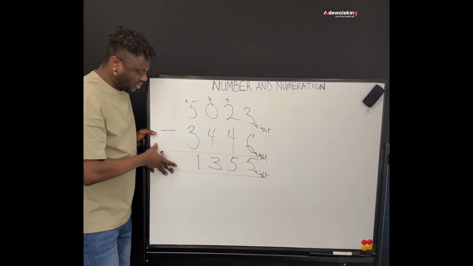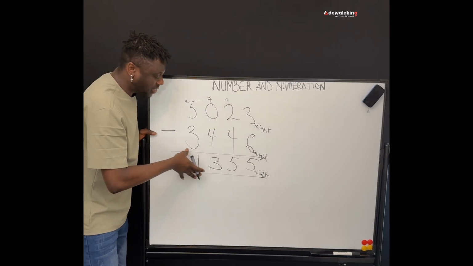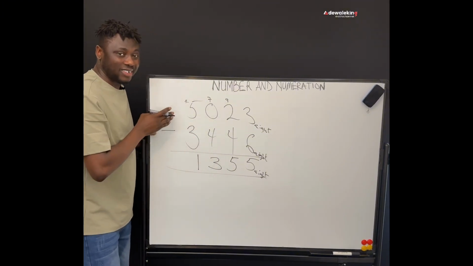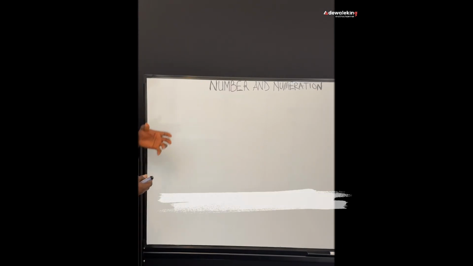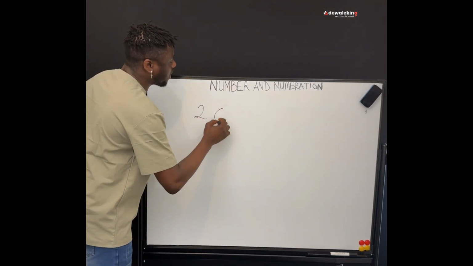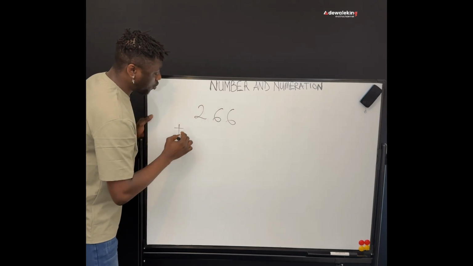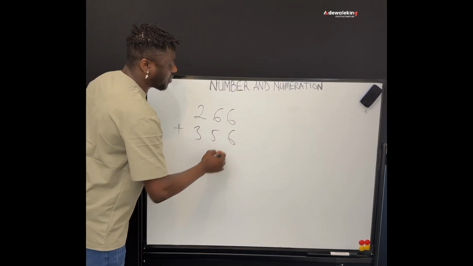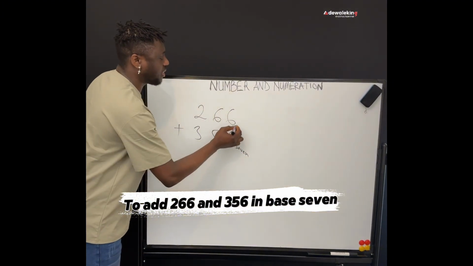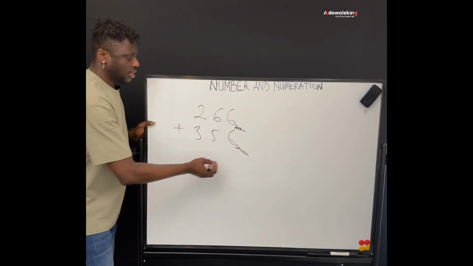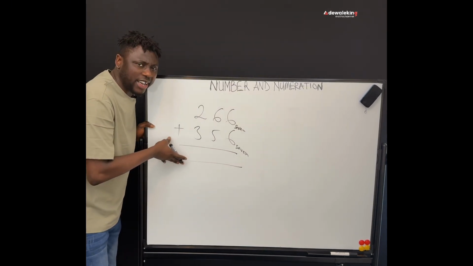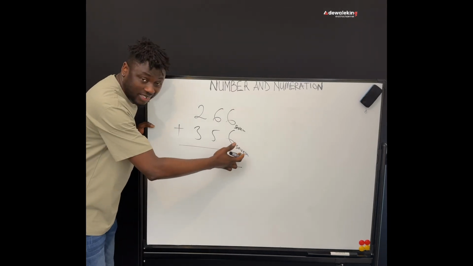So you will see that the answer in base 8 is different from the answer in base 7 and the answer in base 10 respectively. Now let's try with addition operation using another digit. So let's say we have 266 plus, let's say, 356. Let's say this is in base 7 and this is also in base 7, and we have to add this together just the way you do in base 10. The only difference here is you bundle in base 7.